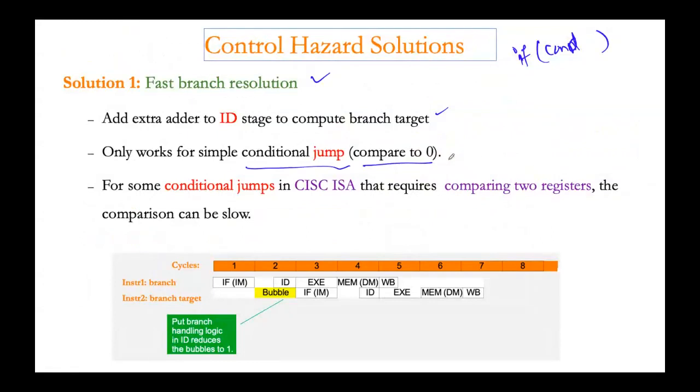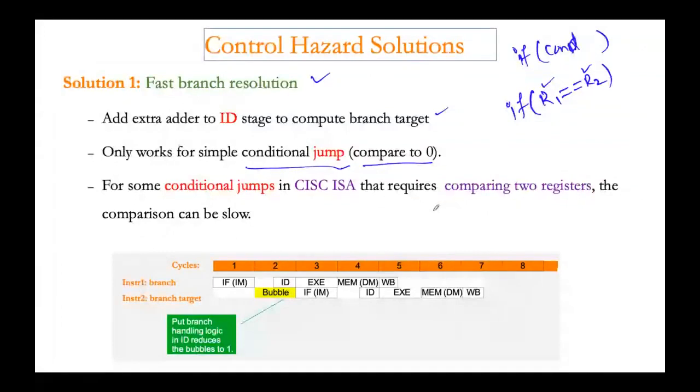In that case, it may work. But for some conditional jumps in the RISC instruction set architecture that require comparing two registers, like we have seen in our examples in instruction set architecture design, if R1 is equal to R2, we don't know what is the content inside R1 or R2. So when two registers are read, it is difficult to go with the fast branch solution. So the comparison can be slowed down.